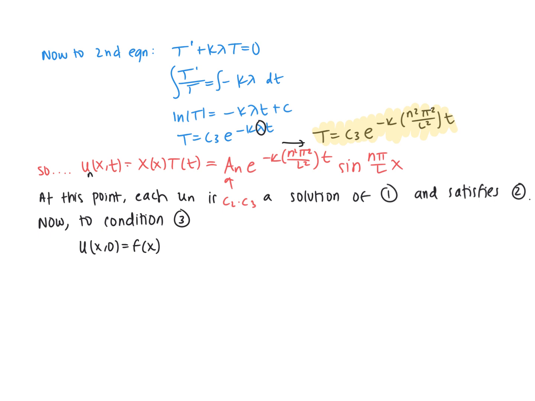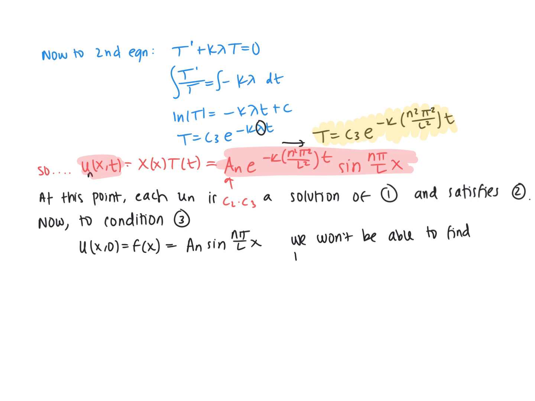Okay, so if we look at our equation from above, so our u(x,t), this whole thing, and if we substitute in 0 for t, we're going to have e to the 0, which is just 1. So that would just leave us with a_n sine of n pi over L x. Okay, at this point, if we think reasonably, we won't be able to find a reasonable f(x) to satisfy this.